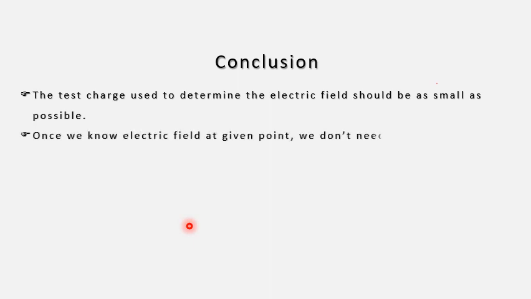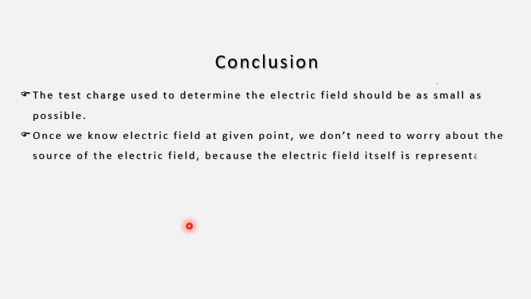Secondly, once we know the electric field at a given point, we need not worry about who has produced the electric field. It can be electric field due to line charge or surface charge or volume charge or any discrete system of charges. We have understood electric field, we have got electric field, and that is all. We understood the effect of charges at the given point. Now, who has produced the electric field is not of much importance. So we need not worry about the source of the electric field.